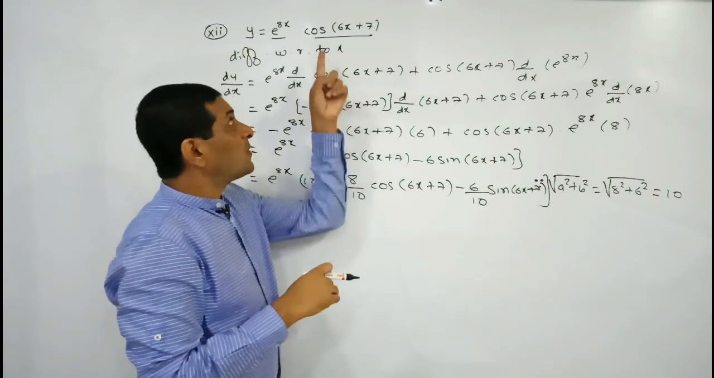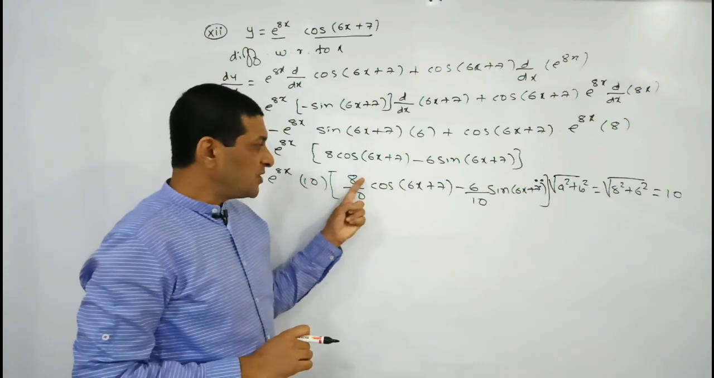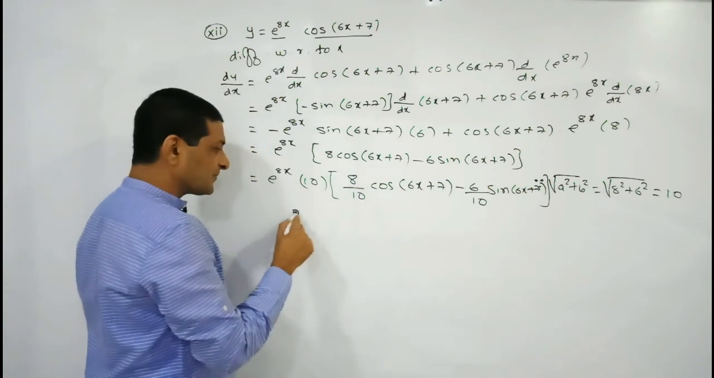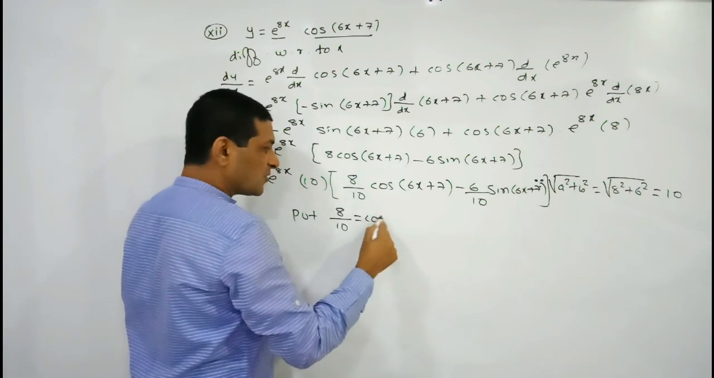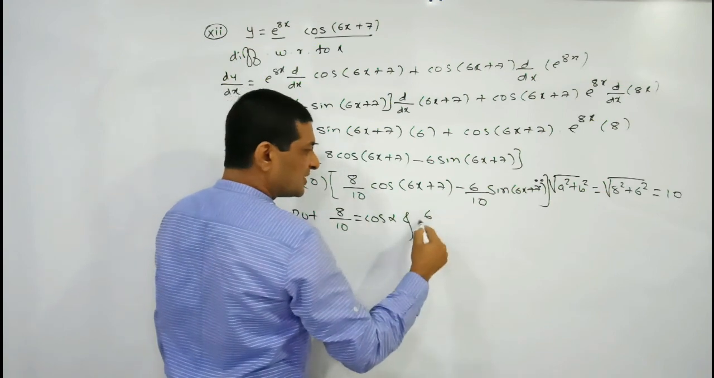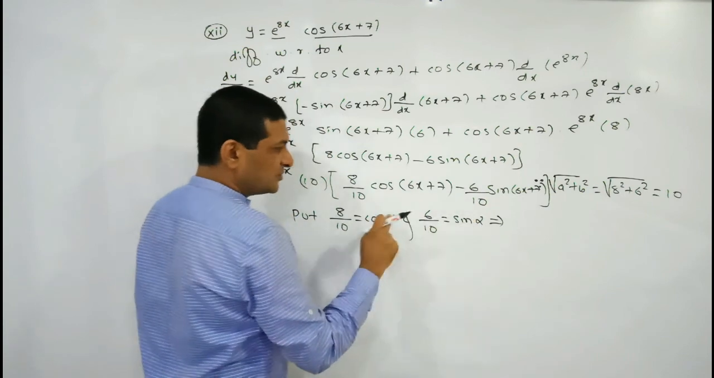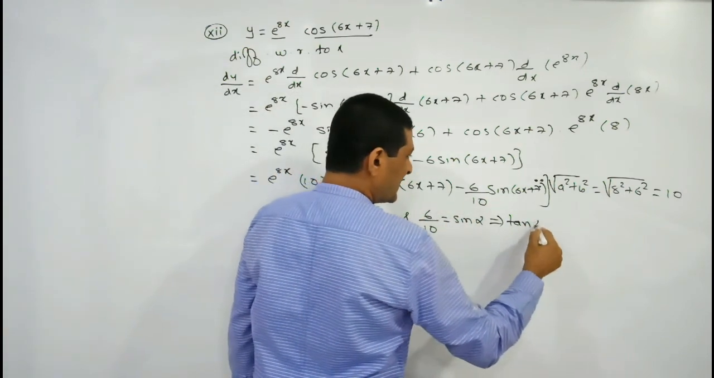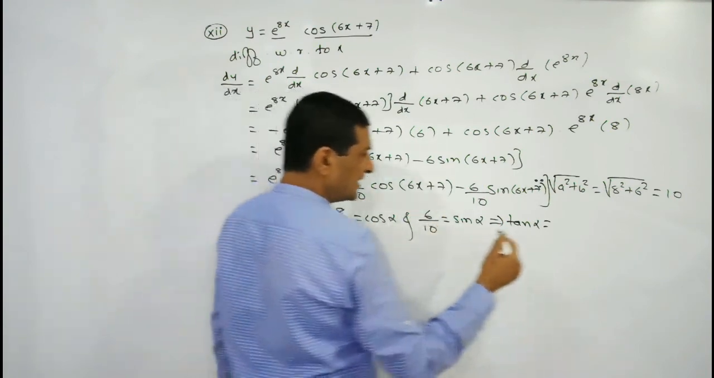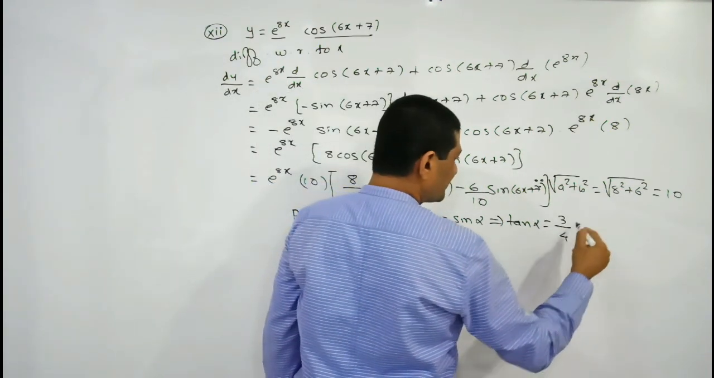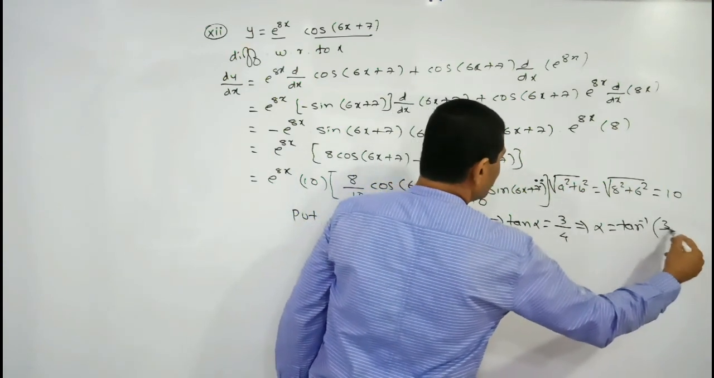But right now our example is in cos, so we are trying to convert it in terms of cos, and to convert it in terms of cos we have to denote the first number by cos alpha. So put 8 upon 10 is equal to cos alpha, and 6 upon 10 is equal to sin alpha, which implies that if we are taking division, sin upon cos will be equal to what? Tan alpha. And on this side, if we are taking division, 10 will get cancelled, 6 upon 8 will be equal to 3 by 4, which implies that alpha is equal to tan inverse of 3 by 4.